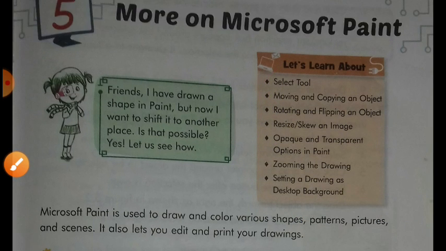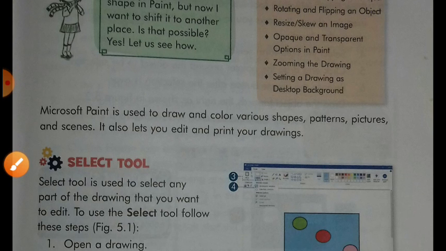First of all, dear students, we need to know what Paint is. Paint is used to draw and color various shapes, patterns, pictures and scenes. It also lets you edit and print your drawings. Simply, you can say Microsoft Paint is a drawing software where you can draw shapes, patterns, pictures and sceneries, etc.